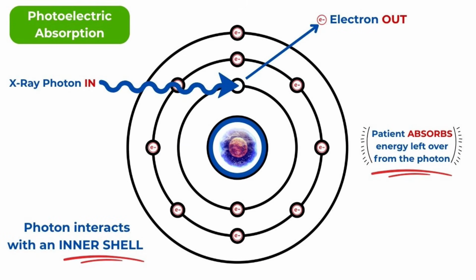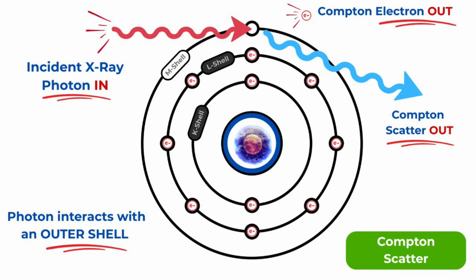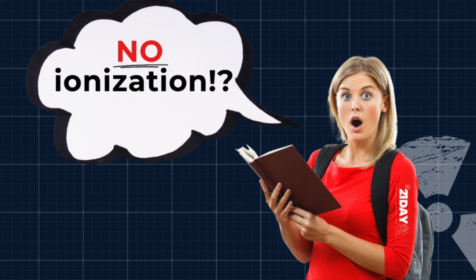Now, coherent scatter is different from both photoelectric absorption and Compton scatter. With photoelectric absorption, the X-ray photon is completely absorbed. With Compton scatter, the X-ray photon is partially absorbed, an outer shell electron is removed, and a scattered photon is created. But with coherent scatter, there is no ionization.